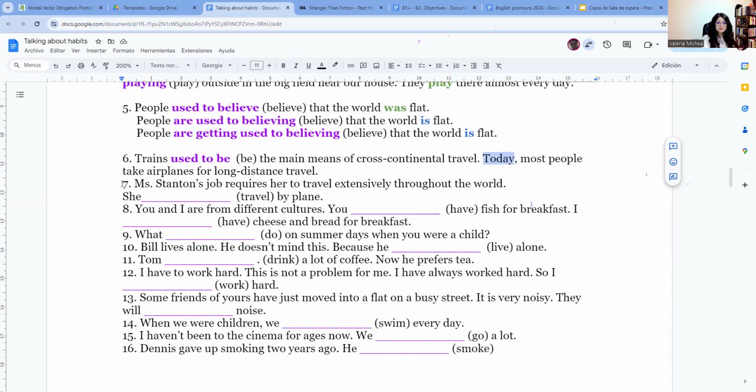Then we have number 7. Mrs. Stanton's job requires her to travel extensively throughout the world. She traveled by plane.